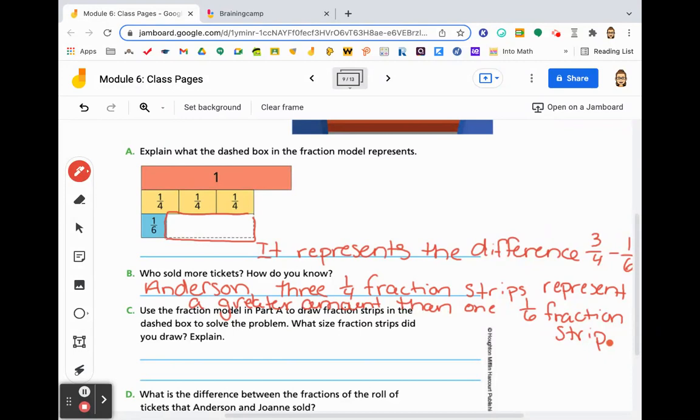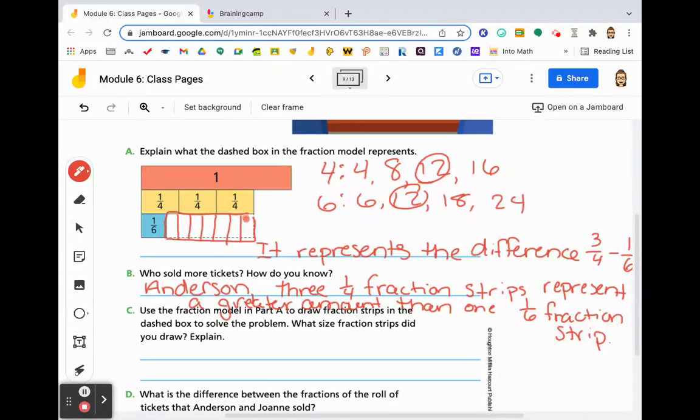So next it says, use the fraction model in part A to draw fraction strips in the dashed box to solve the problem. What size fraction strips did you draw? Well, if we think about the multiples of 4 and 6, for 4 we have 4, 8, 12, 16. And for 6, we have 6, 12, 18, 24. So they both share 12. And the 4 has 12 as its third multiple. So that means we can split each fourth into thirds. And they're all then going to be 1/12.